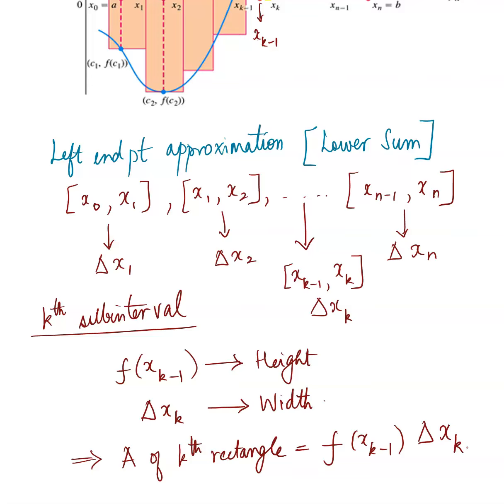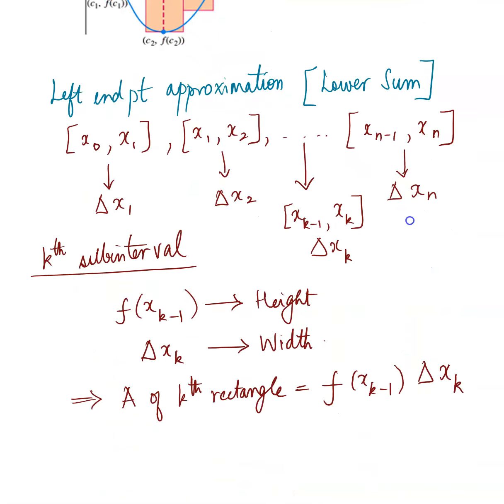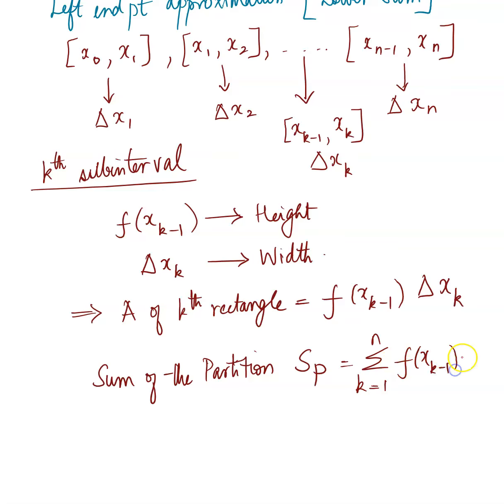Okay, so we have these two, and this is just any kth interval, right? So if this was the case, then you'll take the sum of all these rectangles using the left hand point, and if you added all those areas, you will get the sum of the partitions, we call it SP. So that will be the sum of all k from 1 to n, f of xk minus 1 delta xk, isn't it?